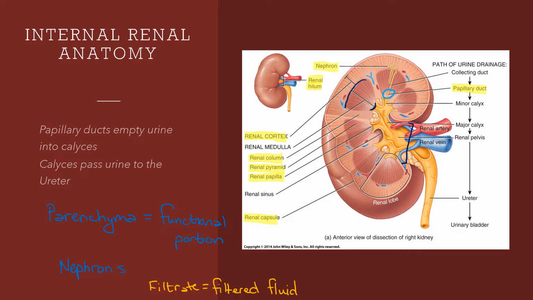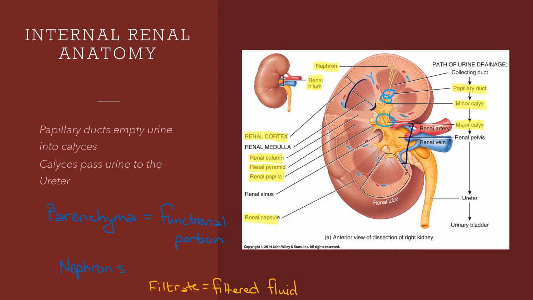The papillary ducts will drain into these little cup-like structures that are called minor and major calyces. So first we have a minor calyx. It's going to be this little cup here. And then multiple minor calyces will drain into a single or a couple major calyces here. Each kidney has about 8 to 18 of the minor calyces and about 2 or 3 of the major calyces.